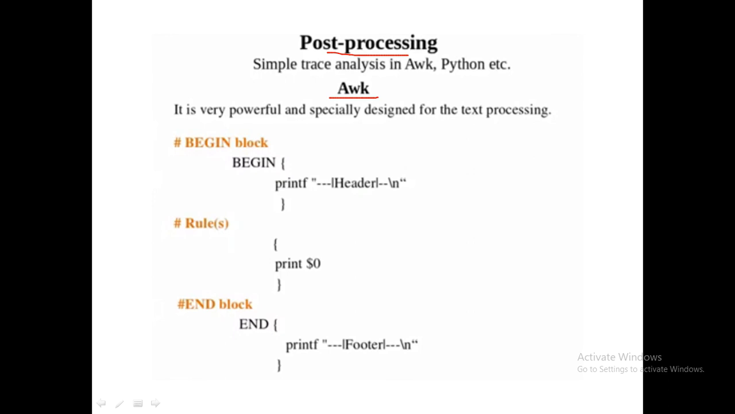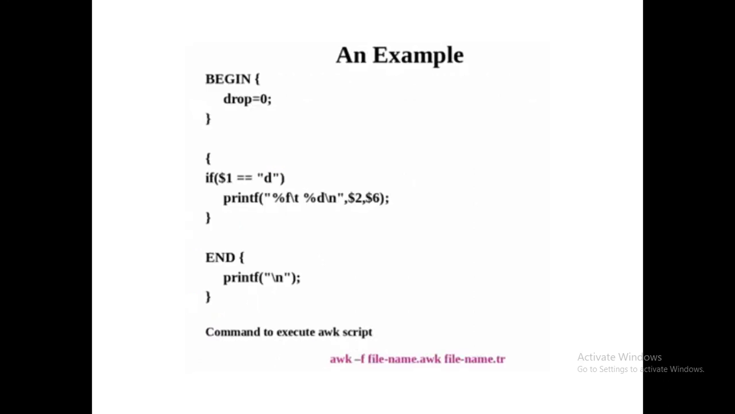I think you already know how to write a simple awk program. It contains 3 parts: a begin block, some rules, and an end block, right? Now let's take an example. We write one awk script for analysis. BEGIN, open curly bracket, we take a variable drop, because I want to check how many packets have been dropped. I will initialize it to 0.